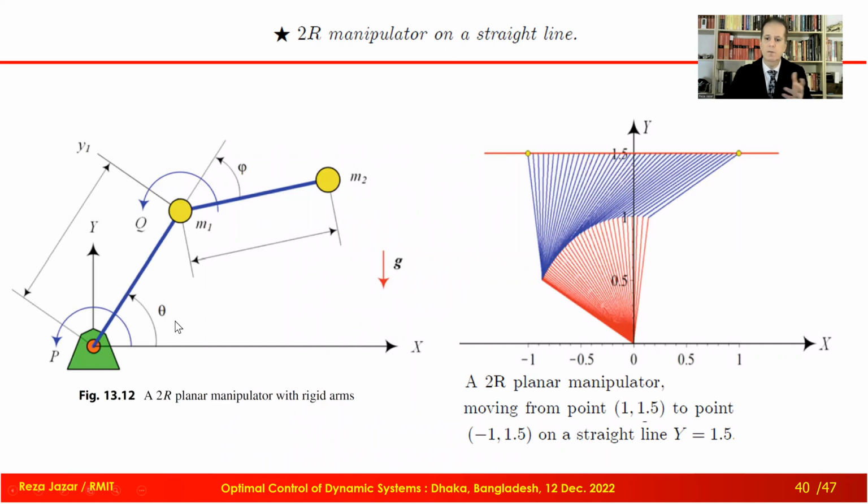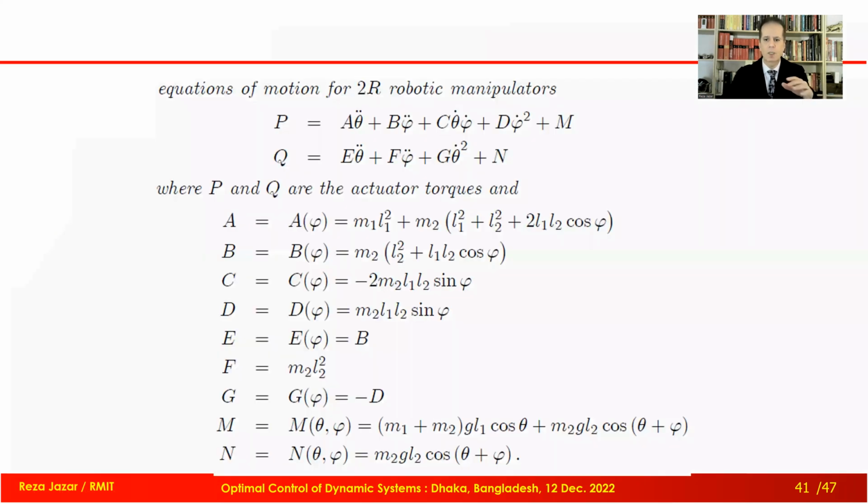As you can see, theta is the angle of the first arm with the ground, and phi is the angle of the second arm with respect to the first arm. So one is an absolute variable, the other one is a relative variable, but what is the difference between them is out of our question. Anyway, the equations of motion of the 2R robot can be set like this, and capital A, B, C, which are coefficients, are given below.